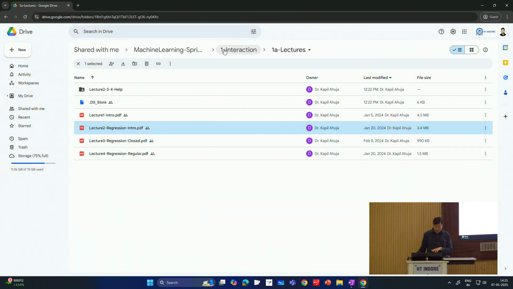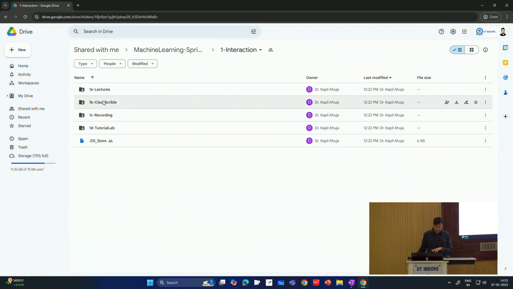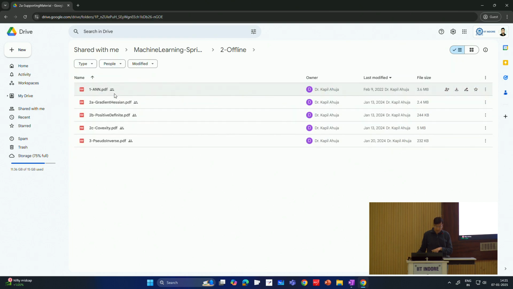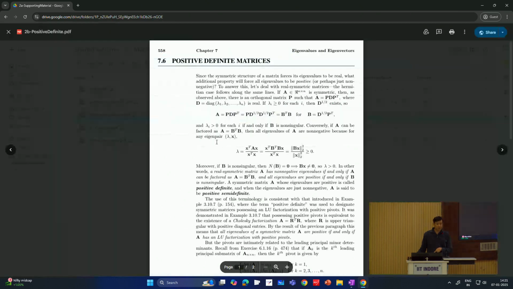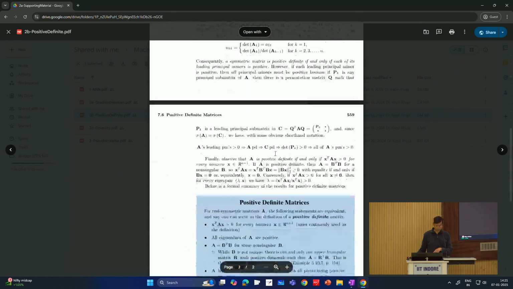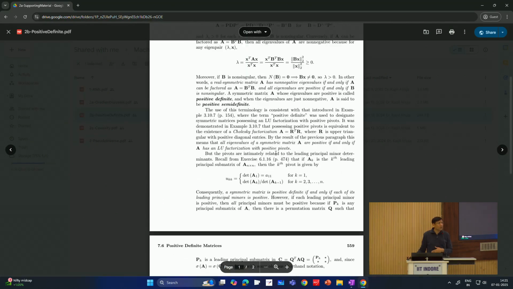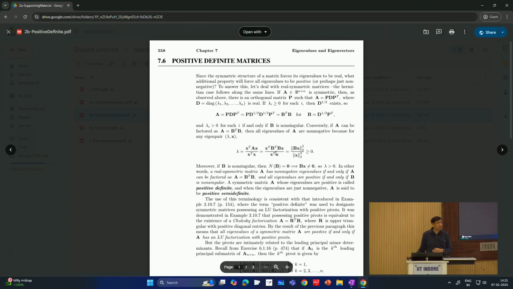So again, going back to offline supporting material, the next thing is what is a positive definite matrix. So go ahead and read this. I assume you know this much math, unfortunately, for the class. So you'll have to learn as you go along, those who are not coming from that background. So go home and read about it.